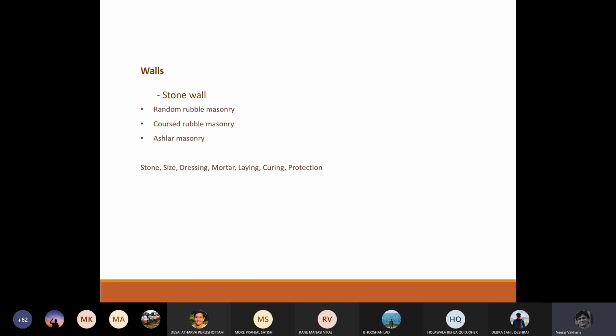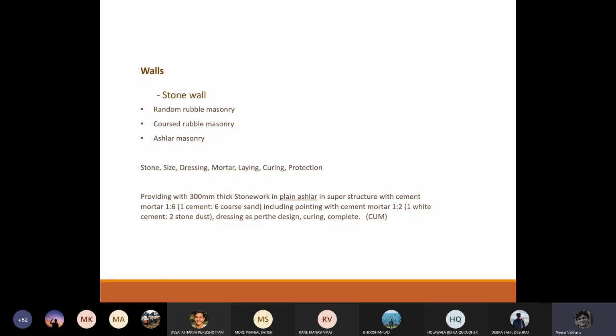So if we have to write a specification for stone wall, we'll mention providing and laying 300 thick stonework. Now, this stonework may be ashlar masonry or random rubble masonry or whatever, for whatever purpose you are going to construct it. May it be compound wall, may it be the structural wall, may it be feature wall. That also can happen in stone. In superstructure with cement mortar 1:6, including pointing with cement mortar.